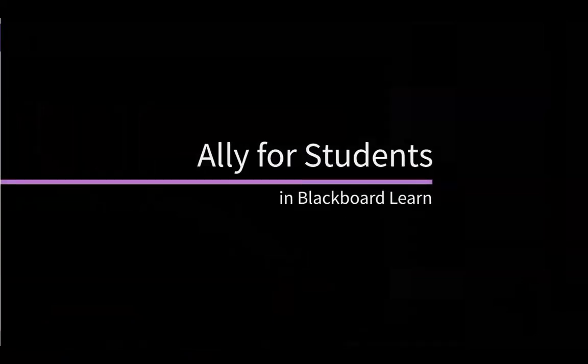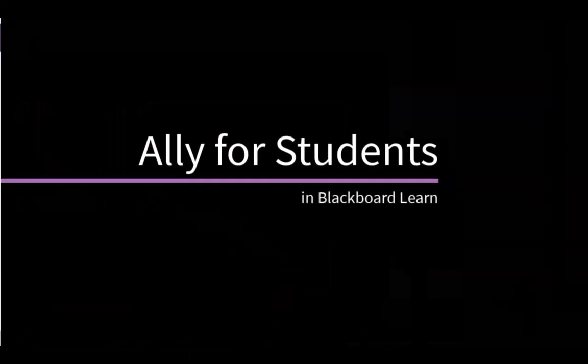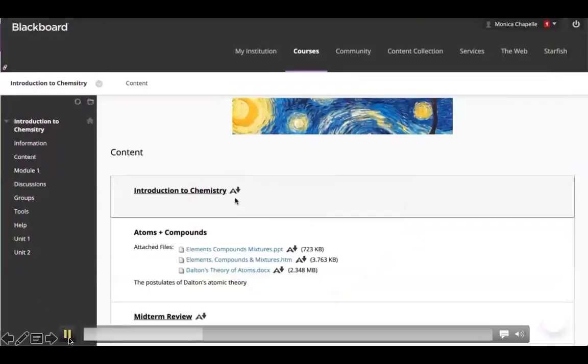Let's have a look. If your school uses Blackboard Ally, you can download alternative formats directly from your course in a format that works best for you. Let's take a look. In your course, select the icon to the right of a file to access.